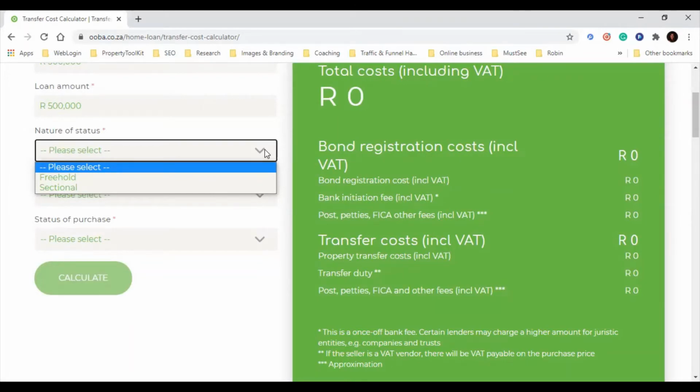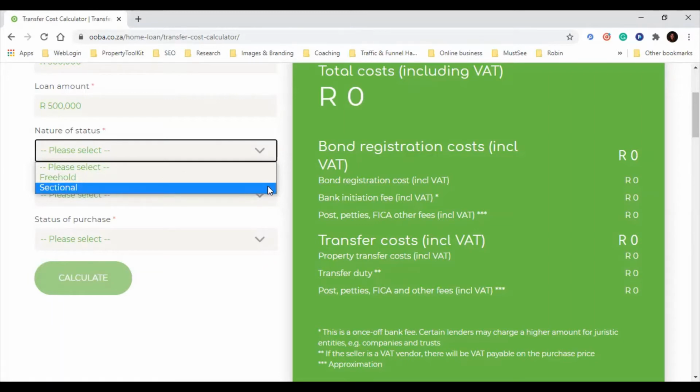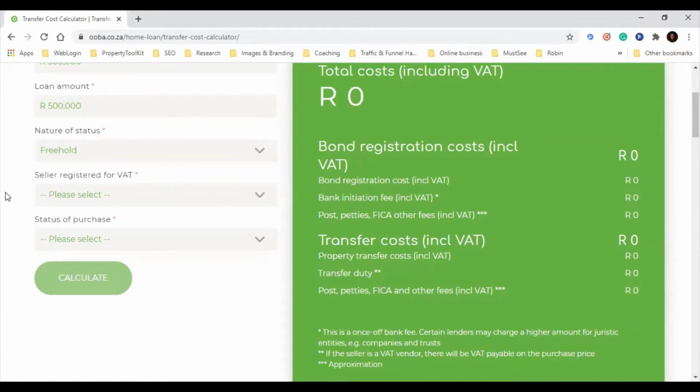Nature of status. This is referring to the property. Is the property freehold, which means is it standing on its own as a house, or is it a sectional title, which is a flat or a townhouse, right? Now you want to know where you are investing, and we'll take this as an example as freehold. You can play with both options, right?